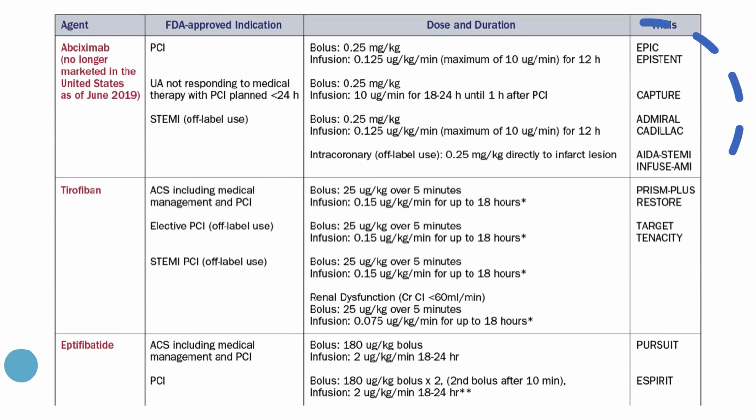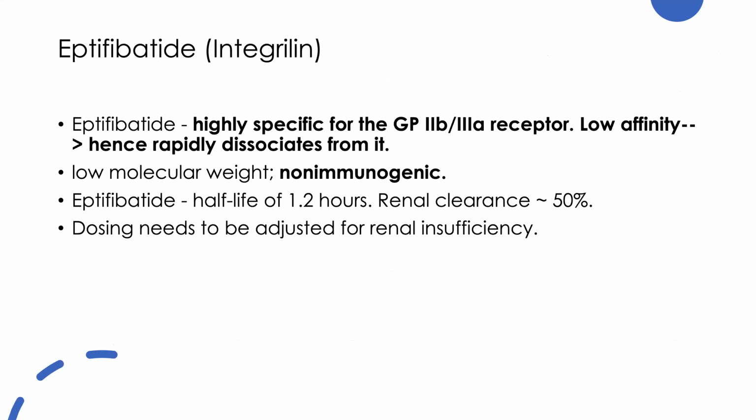So, okay, this is a busy slide. It just talks about all the trials that looked at these agents. Let's take it one at a time and look at Integrilin, eptifibatide. So what is eptifibatide? It's a highly specific agent that can block glycoprotein receptors. It has low affinity and rapidly dissociates from the receptors. That's why it's reversible. The platelet inhibition effect doesn't last long.